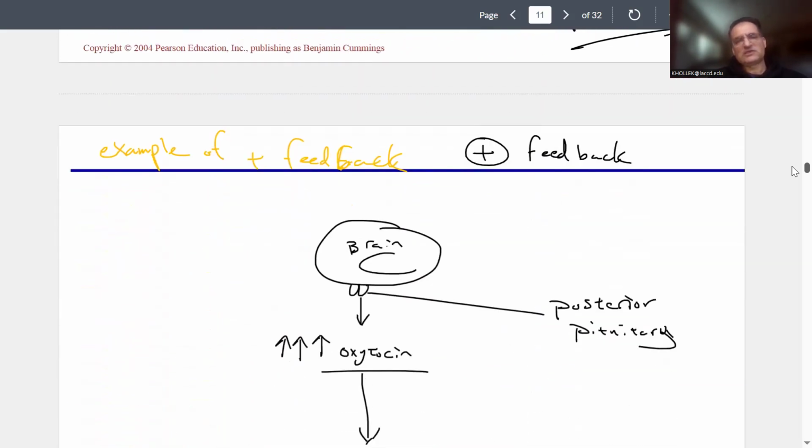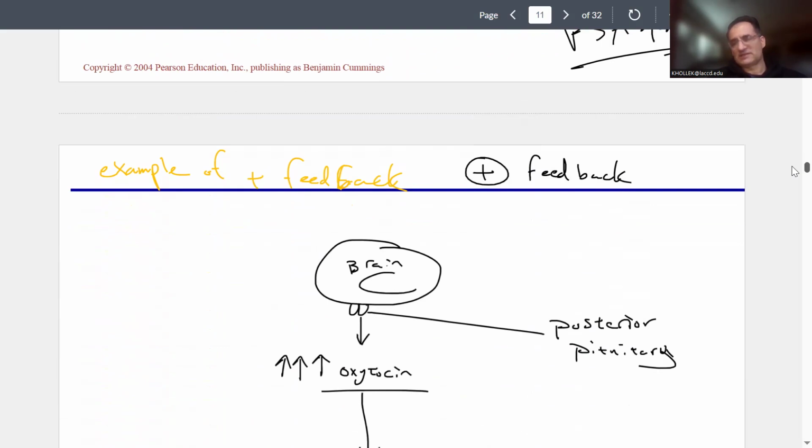But there is something known as a positive feedback. Instead of opposing that change, if it's high, bring it low, if it's low, bring it back up, this positive feedback is basically increasing and promoting the change. So if something is high, you're bringing it even higher. If something is low, you're bringing it even lower. This is called a positive feedback.